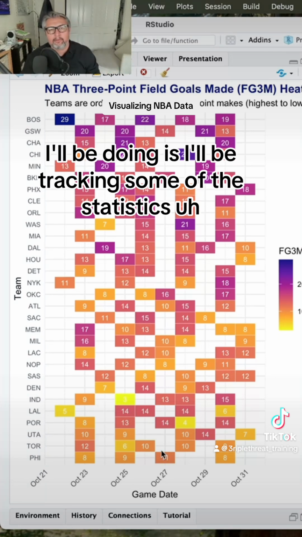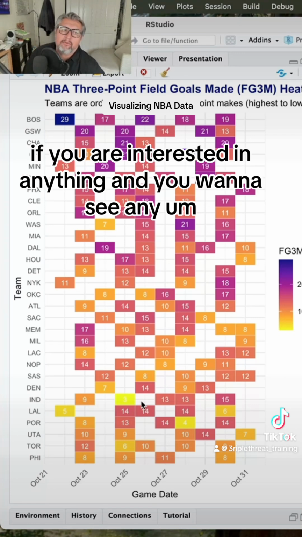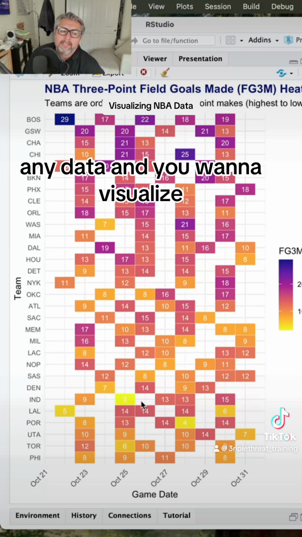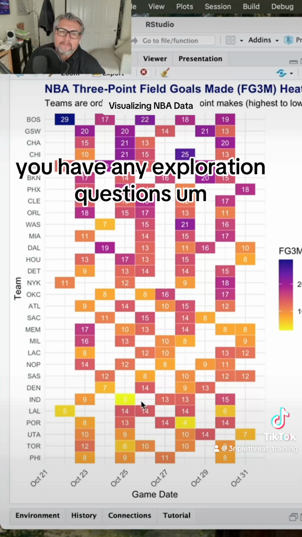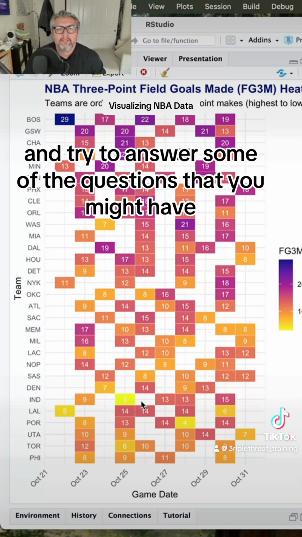What I'll be doing is tracking some of the statistics and creating some plots. If you are interested in anything, want to see any data visualized, or have any exploration questions, drop them in the comment section, and I'll see what I can do and try to answer some of the questions that you might have.